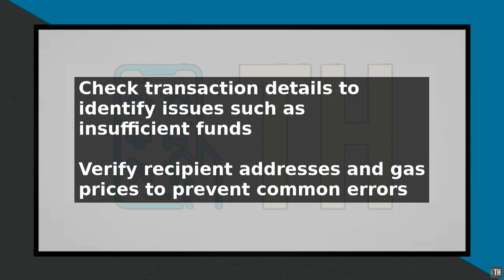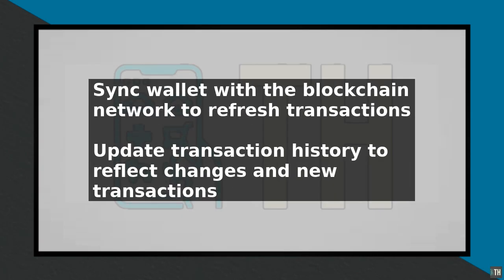To fix the error, go to the transaction history section of your Trust Wallet, find the failed transaction, and tap on it to view the details. If the issue is due to a low gas price, you can try increasing the gas price or waiting for the network to clear. Additionally, ensure that your wallet is properly synced with the blockchain network.